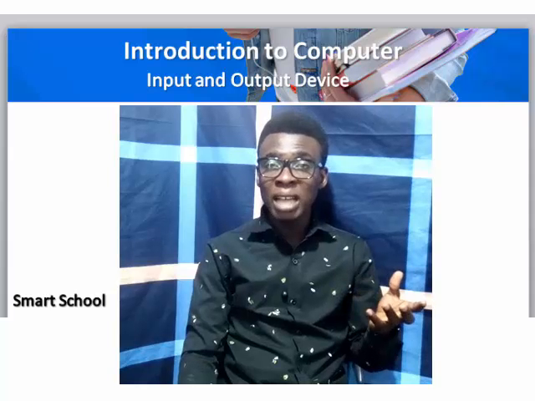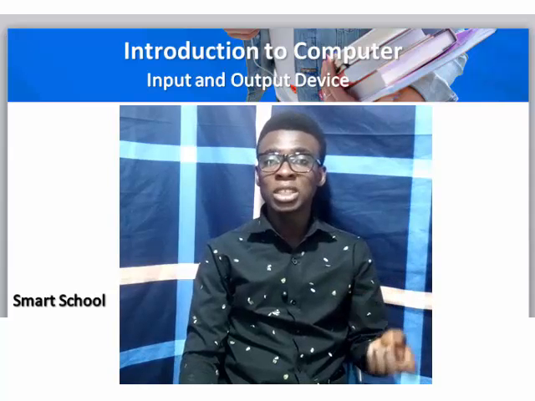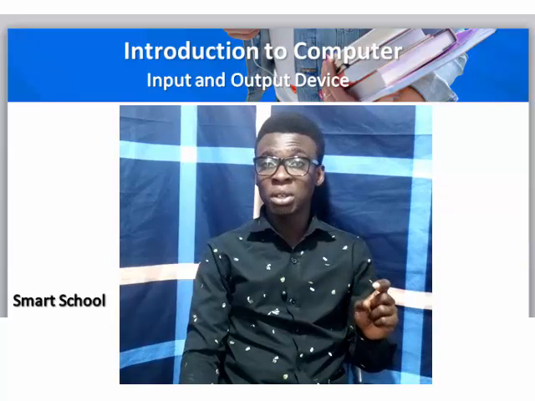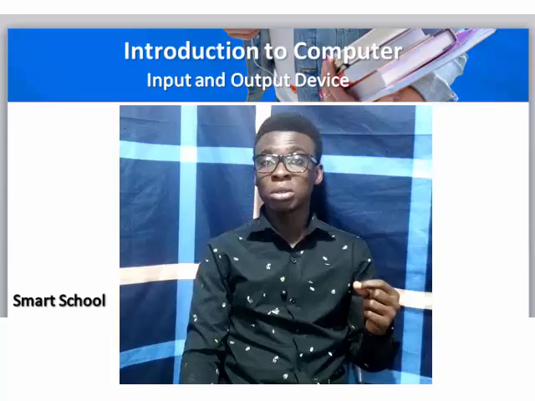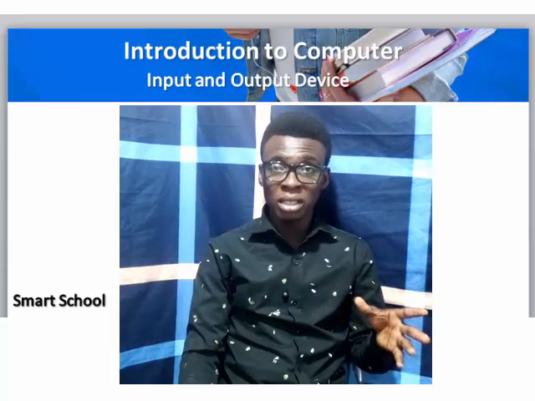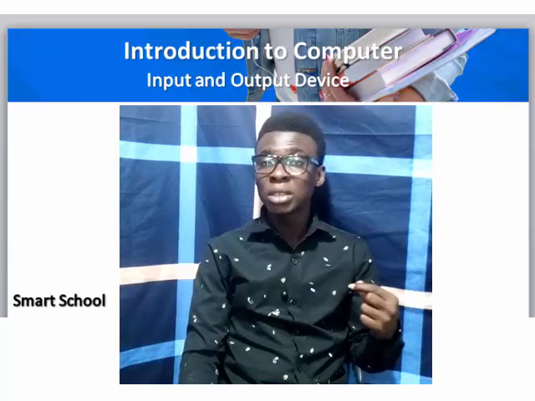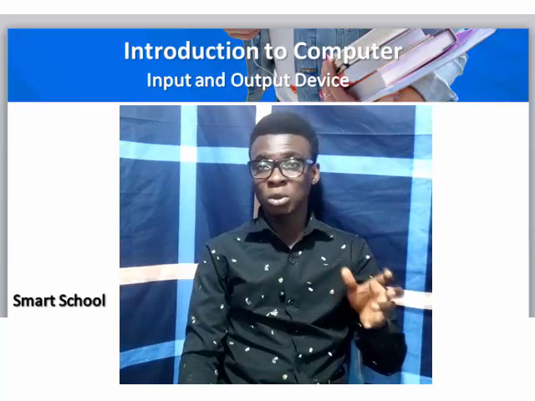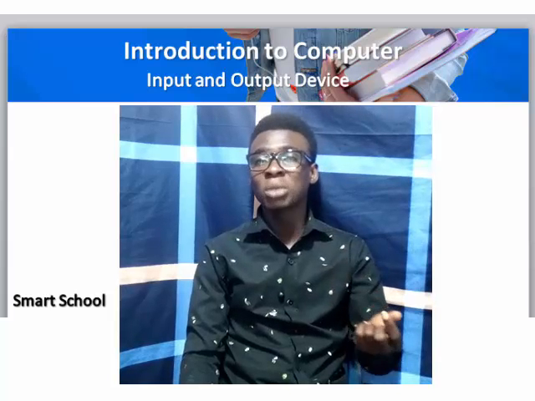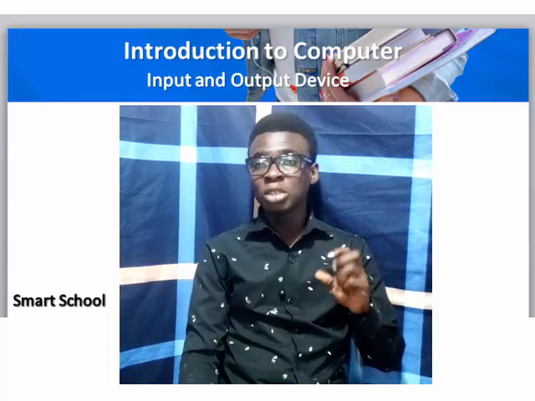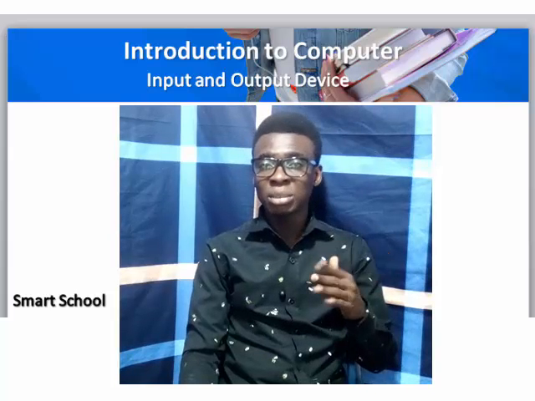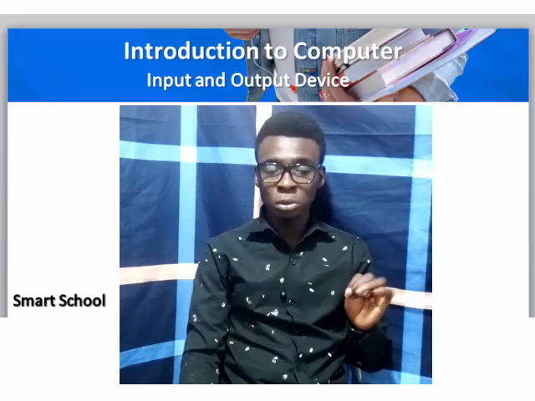We have speakers. The speakers are used to bring out sound information. The speaker is connected to the computer system and it brings out sound information. So it's bringing something out. Output devices bring something out. Input devices send something in. Output brings out while input sends in. So that's the difference between input and output device.